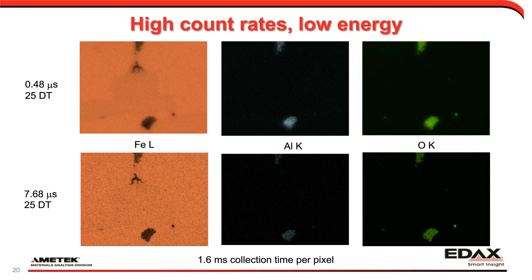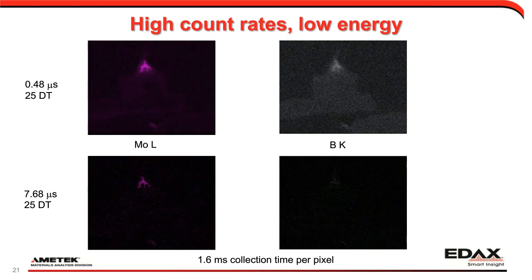So moving on to the maps of interest, the moly L line and the boron K line. Again, we compare the 768 microseconds at 25 dead time and 0.48 microseconds at 25 dead time. And we can see the high moly concentration inclusion shows up in both, so that we can easily differentiate even if we have low count numbers.